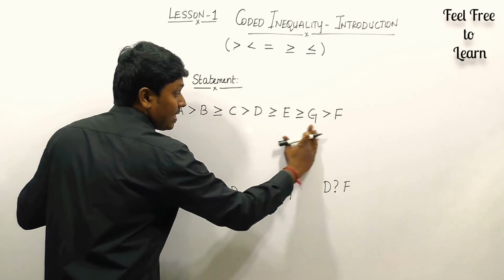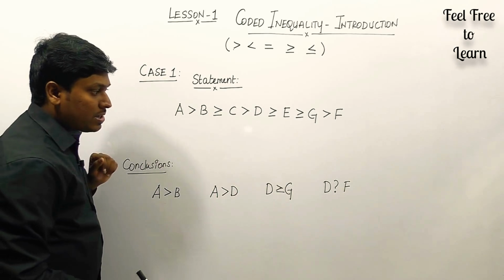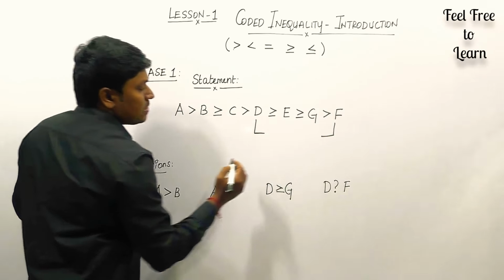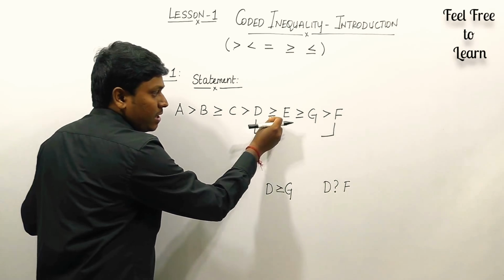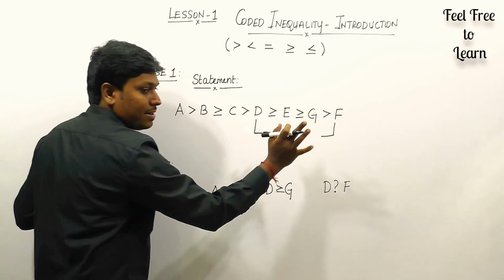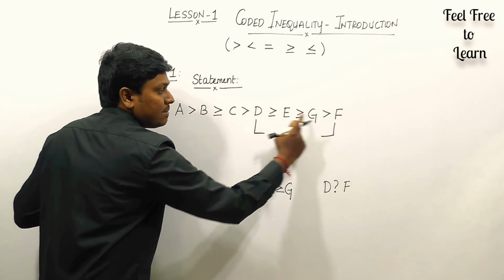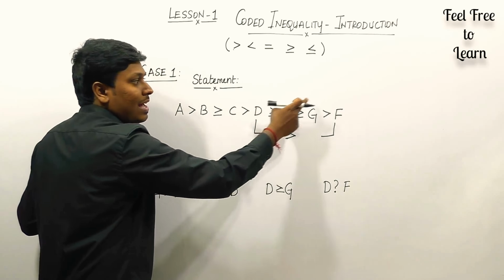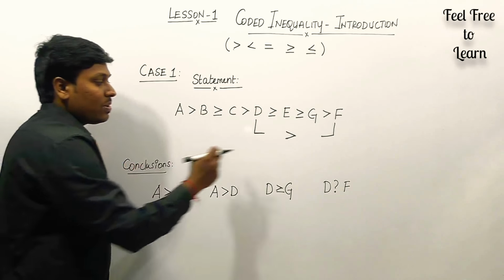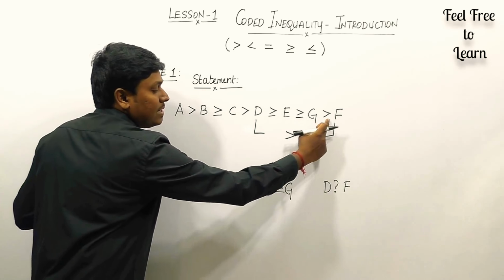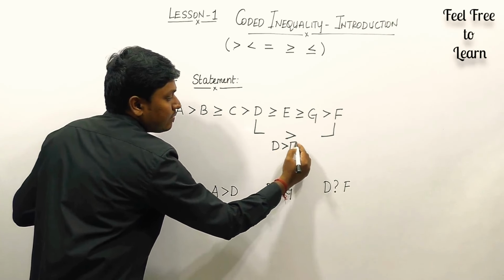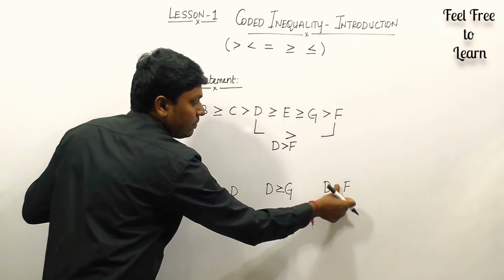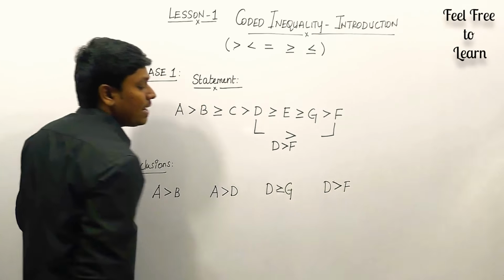So let me move on to the last conclusion. The last conclusion is we need to compare D and F. Here it is D and here it is F. So between D and F, similarly greater than or equal to, greater than or equal to, and greater than. So definitely out of these three symbols, greater than is common, because here we have greater than, here we have greater than, and similarly here we have greater than. So while comparing D and F, we got an answer D greater than F or F less than D, both are same. So finally for this conclusion, we got an answer D greater than F.